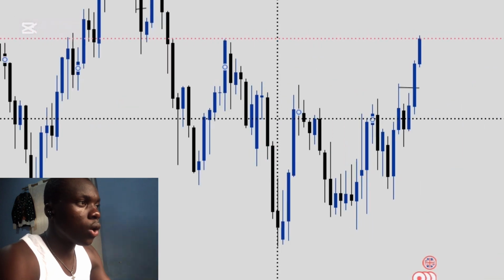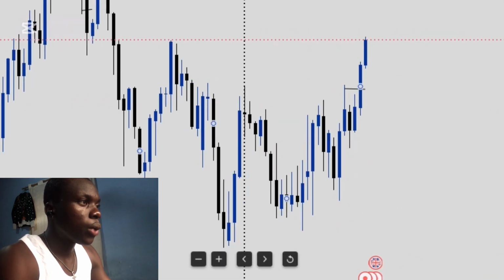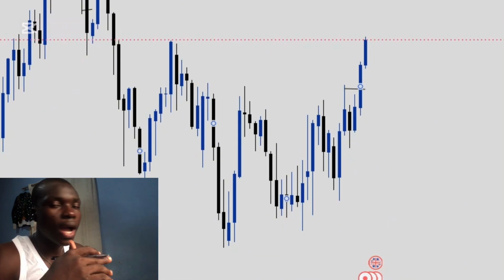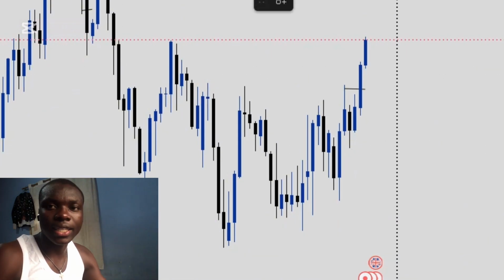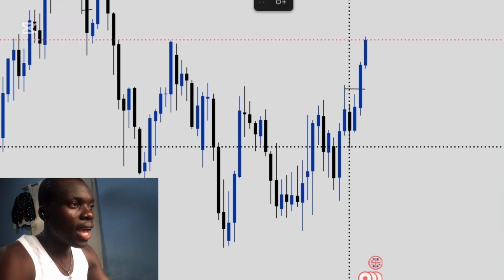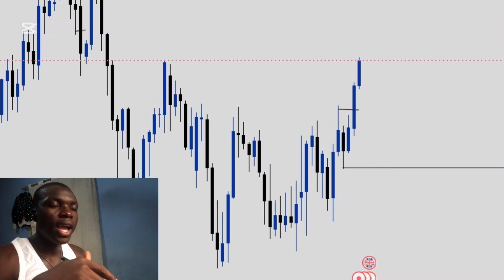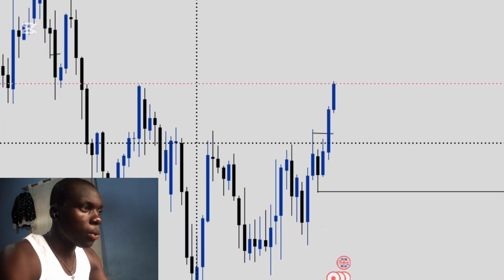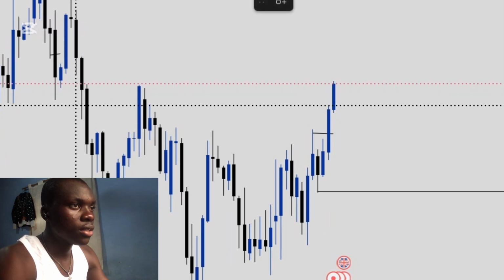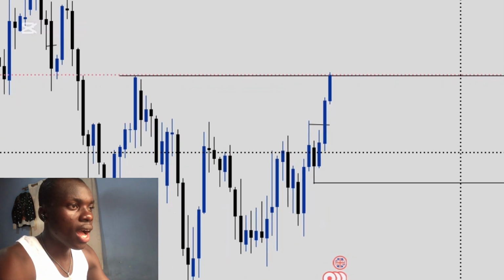So let's go on candlestick now. We are going to use the daily time frame to determine where we are supposed to buy. So here is the daily time frame. We are on the daily time frame now. Between the high and the low, that's where we are going to determine our area of interest. So I'll mark here as the low.